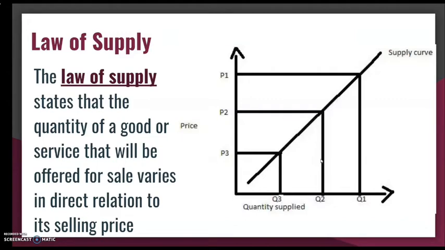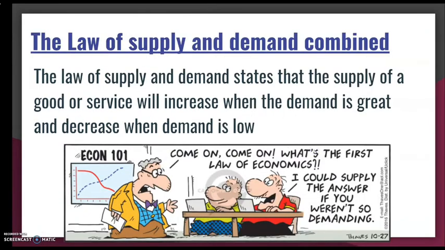The law of supply and demand states that the supply of a good or service will increase when the demand is great and decrease when the demand is low. And this makes sense because think about it, when prices increase, the supply increases and the demand is great. However, when prices decrease and the supply decreases, demand is low.